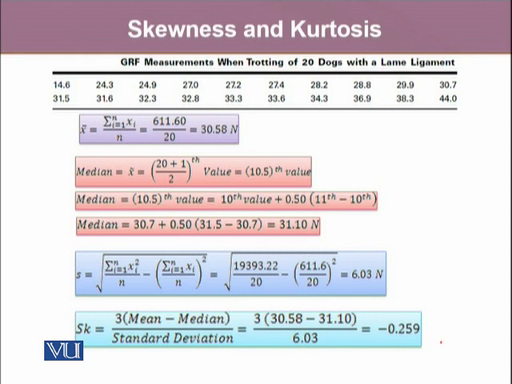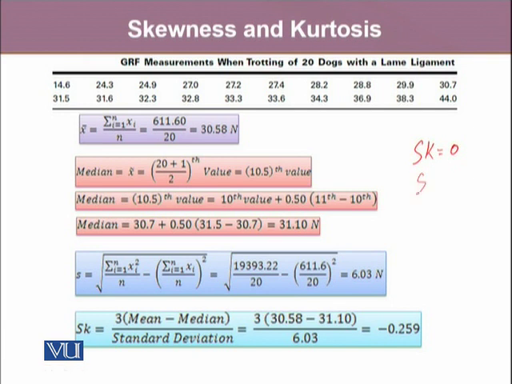Substituting all these values into the formula for the coefficient of skewness, the value turned out to be minus 0.259. For this coefficient of skewness, there are different ways we can make decisions. Like if the coefficient of skewness is equal to 0, we call our data symmetric.